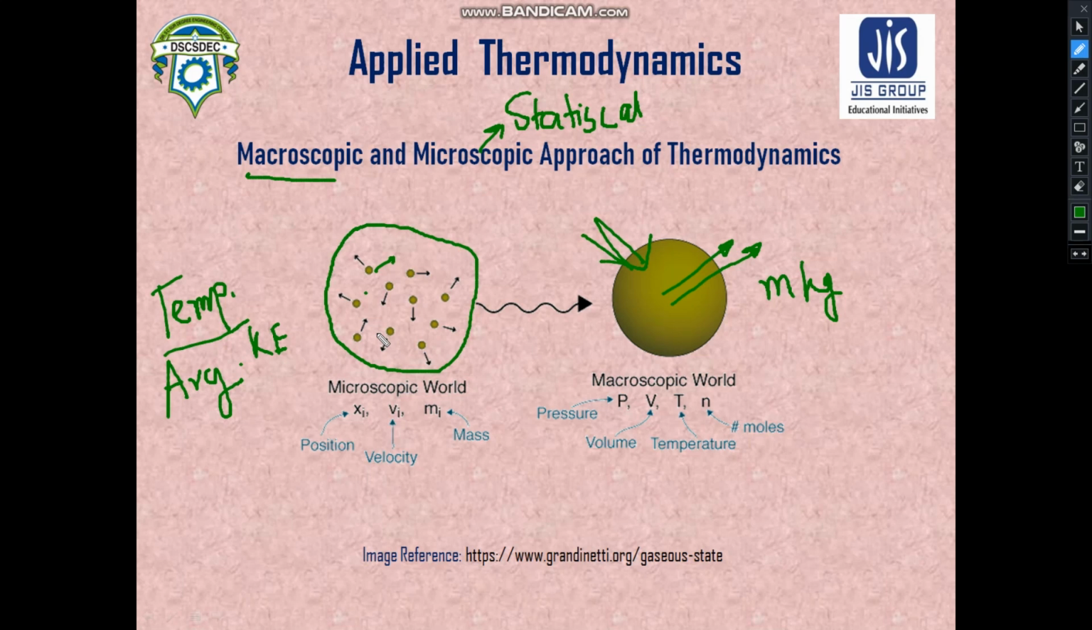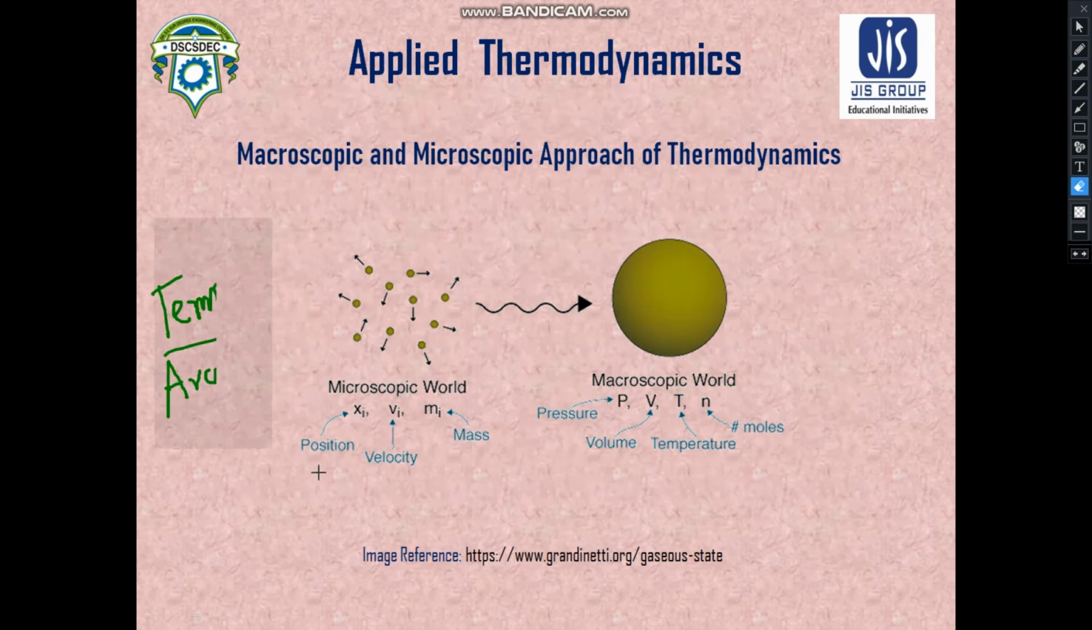So these are the two different approaches from which thermodynamics can be studied. The first one, the general or common one, is the macroscopic, which we'll be studying through these sessions. The second one is the microscopic approach, or statistical thermodynamics, which is beyond the scope of your syllabus. These are primarily the two approaches by which thermodynamics can be studied. Let us move on to the next part.